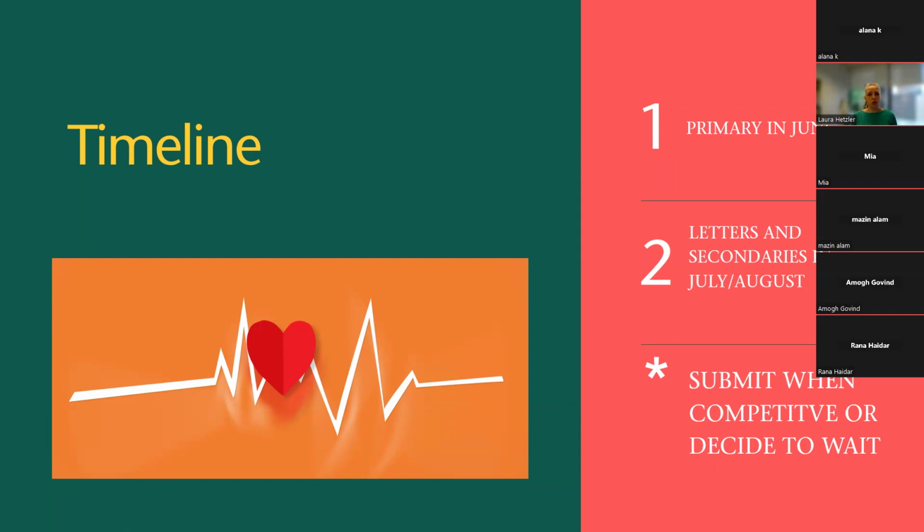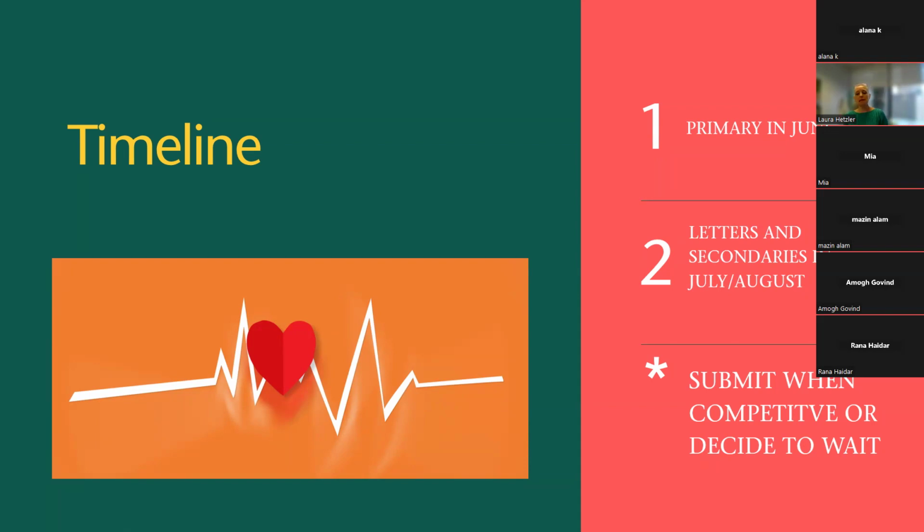But for most schools, what I want to see is that your application is in by June. Letters and secondaries can catch up in July and August, but I want that entire package in by the end of August. This should all be off your plate, if you're going to be a successful candidate, before Labor Day.